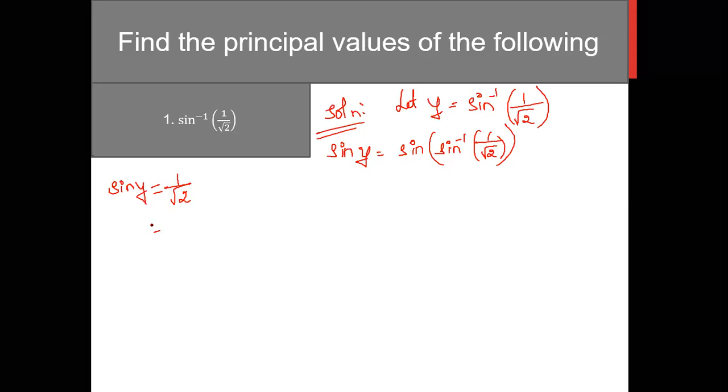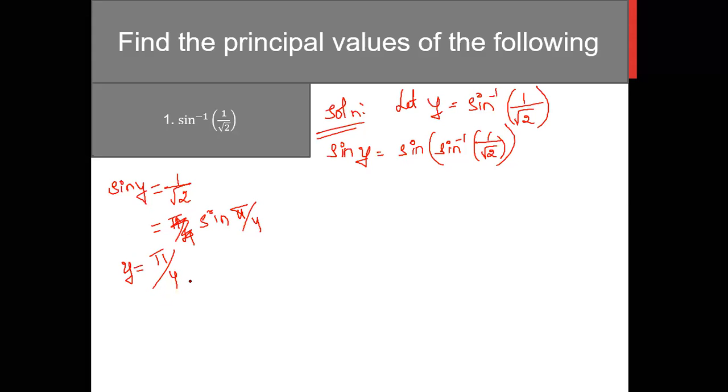So at what angle does sine take the value 1 by root 2? I won't be giving notes for the problems which we discuss. Sine pi by 4 is 1 by root 2. Sorry, I think I made a mistake. So this is sine pi by 4, correct? So now if you compare, y should be equal to pi by 4.